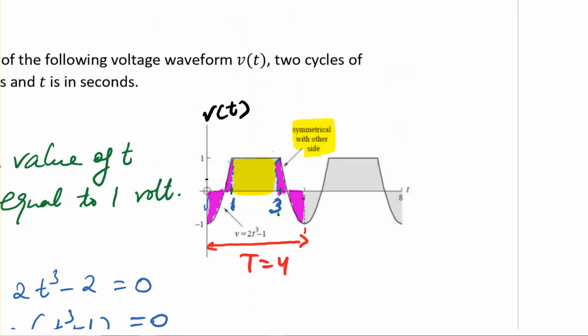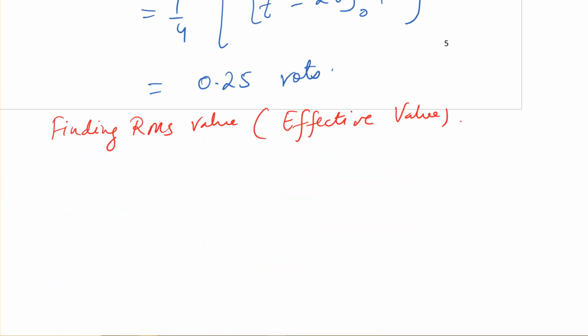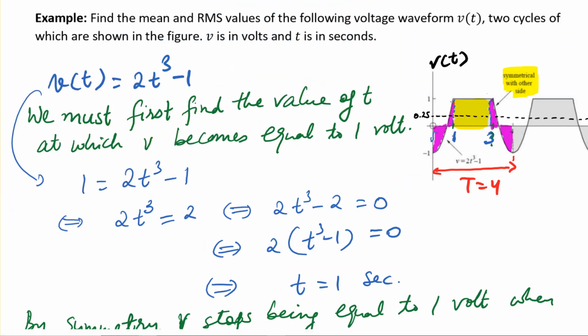So if you want to draw it on the graph, it would be 0.25. So that is the mean value of our voltage function. Next, we want to find the RMS value or the effective value of this function. So that requires finding the area under the squared function, v squared.